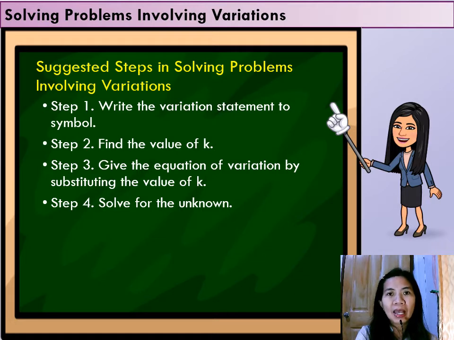Okay, what is asked in this problem. And then step 5: Check your answer. We need to check our answer to find out whether we really solved the problem correctly. Okay, so take note of the five steps that we have to follow in solving problems involving variations.